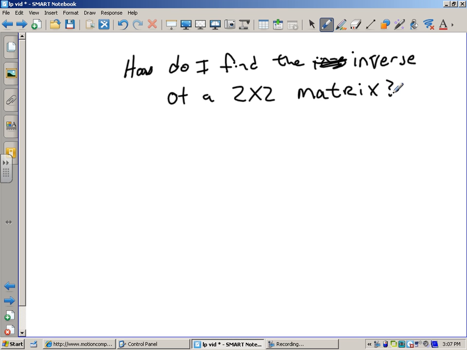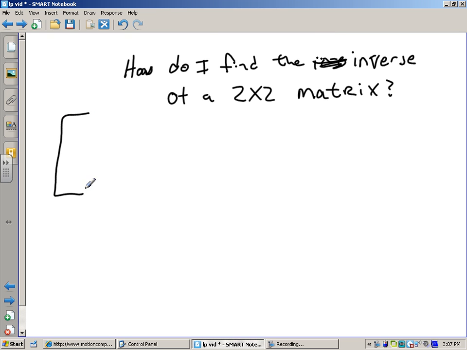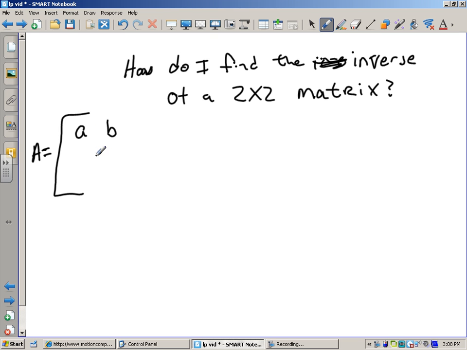Well, let's go back to our example. We'll show you the general formula and then we'll do a specific example. Let's say we have this matrix A, which again has elements A, B, C, and D. Well, what we do is to find A inverse, which we denote A with a -1 in the superscript.